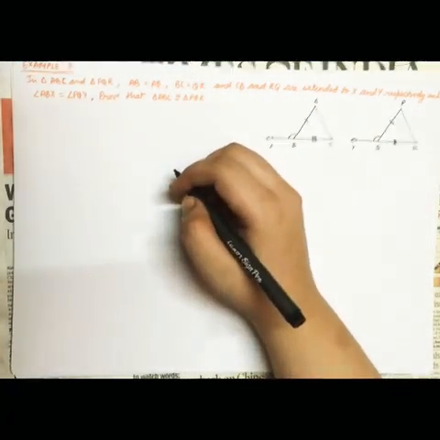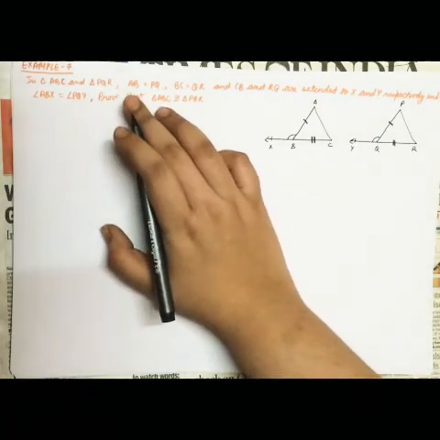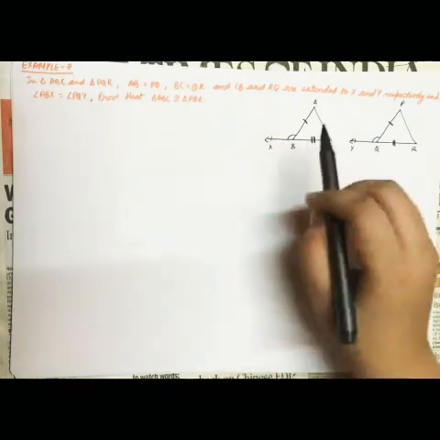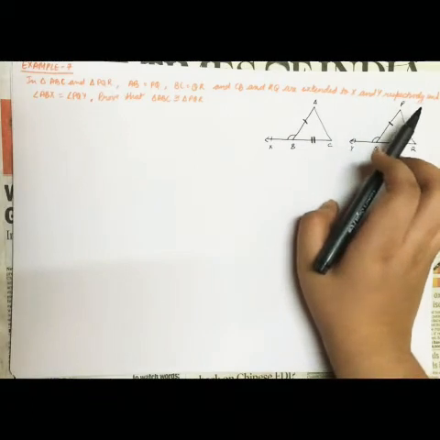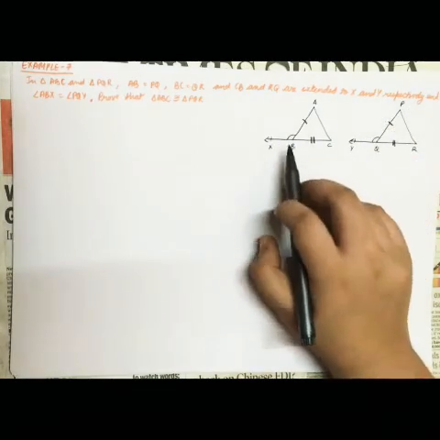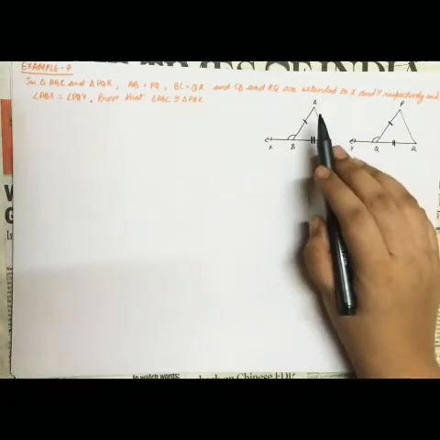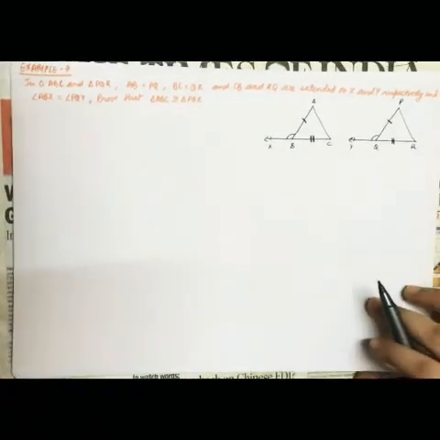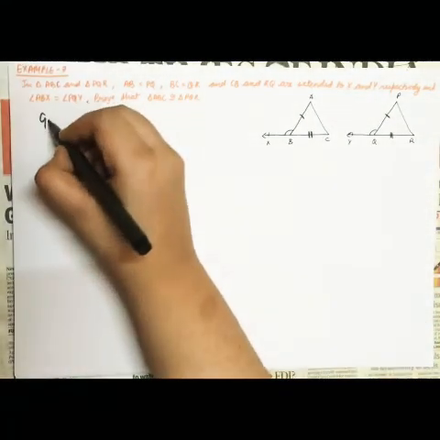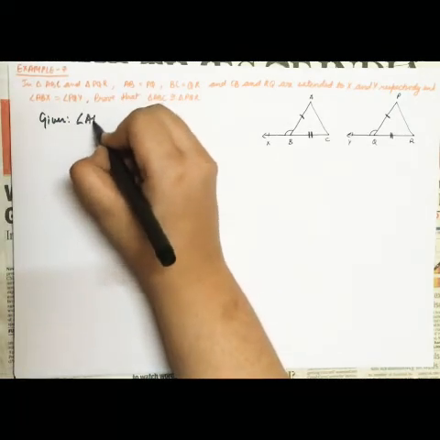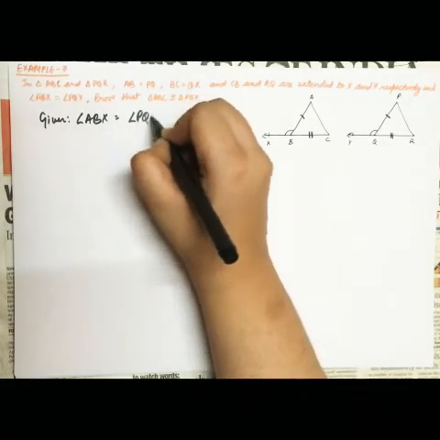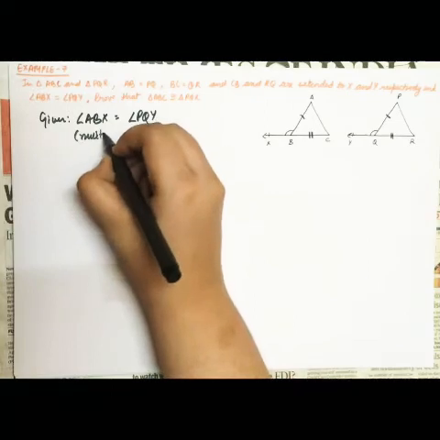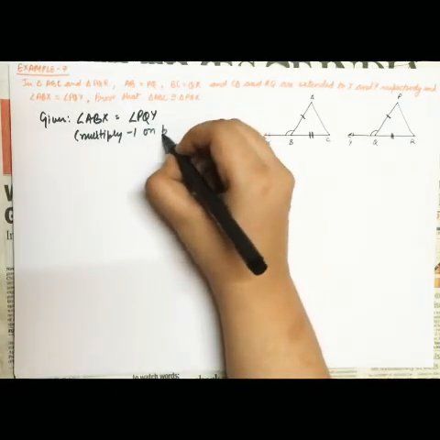Now example number 7. It says that in triangle ABC and triangle PQR, AB is equal to PQ and BC is equal to QR, and CB and RQ are extended to X and Y respectively, and angle ABX is equal to angle PQY. We have to prove that triangle ABC is congruent to triangle PQR. So in this we will start with, it is given that angle ABX is equal to angle PQY. So we will multiply -1 on both sides.